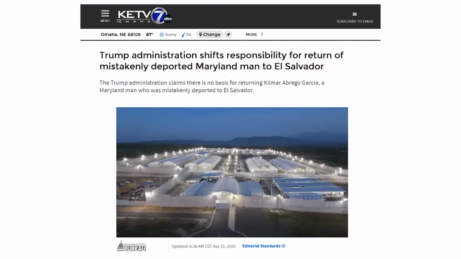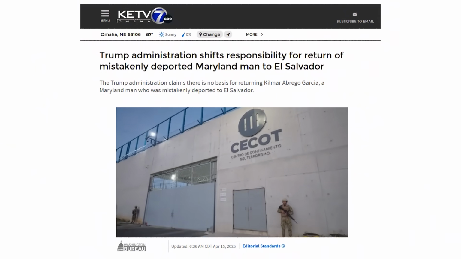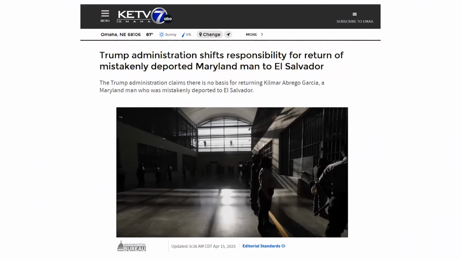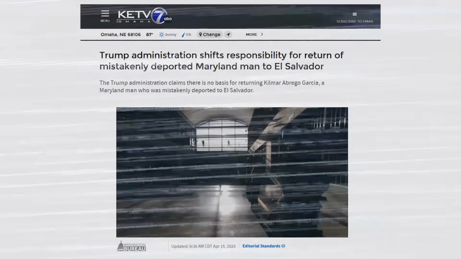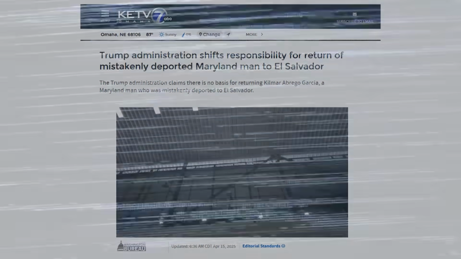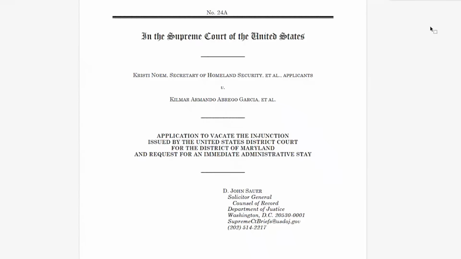And you can argue all day about the merits of that particular guy's case and what you think about immigration, but all of that is irrelevant, and I'm going to tell you why right now. Because the legal implications of this, that is what is important. Because a U.S.